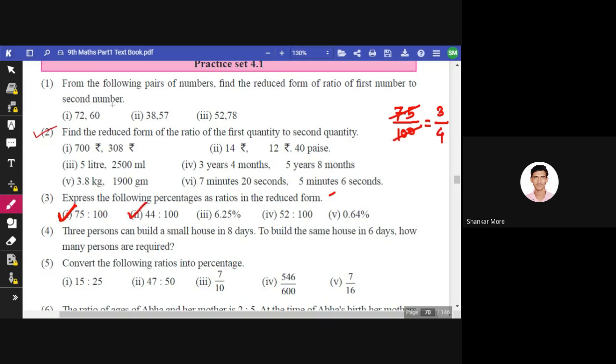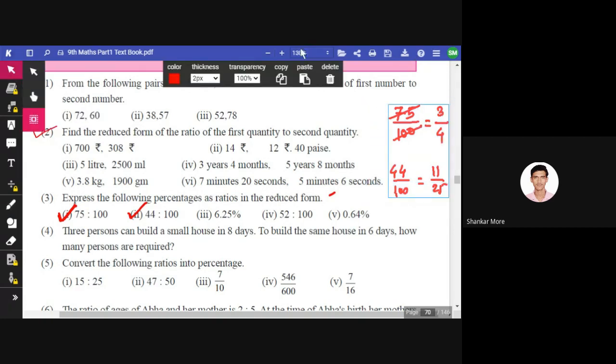Now for the second one, try for the second one. No, we cannot divide by 100. Okay, divide by 25. That's correct. So for the second one, what do we do? See, for the second one, we have 44 by 100. So we can write it as 11/25. Divide by 4. Yeah, divide by 4, right? So it would be 11 by 25.